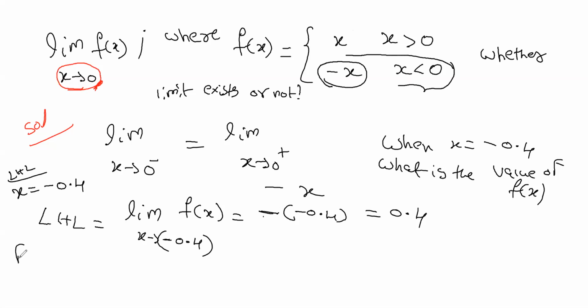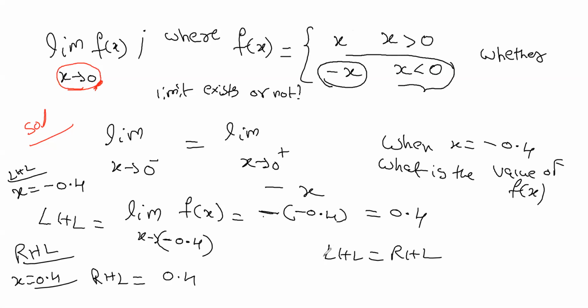Now the right hand limit. When x is 0.4, the right hand limit is directly equal to 0.4. So the left hand limit is equal to the right hand limit, both are 0.4, so the limit exists. Can we just take one value, or do we have to take more than one value? No, only one value is fine. One is enough.